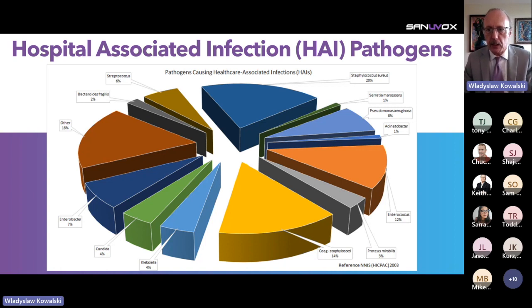Hospital-associated pathogens. We don't see allergens among hospital-associated infections. We just see the pathogens, primarily bacteria. These are examples of all the bacteria that are primary causes of infections in hospitals. And among these, we see Staph aureus or MRSA, Pseudomonas, Streptococcus, and many others.